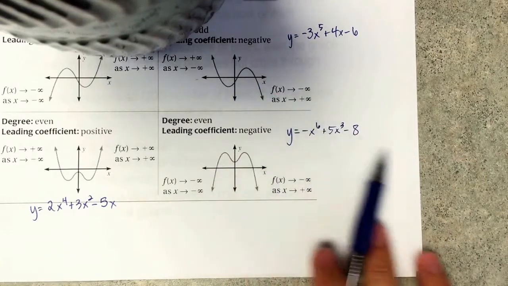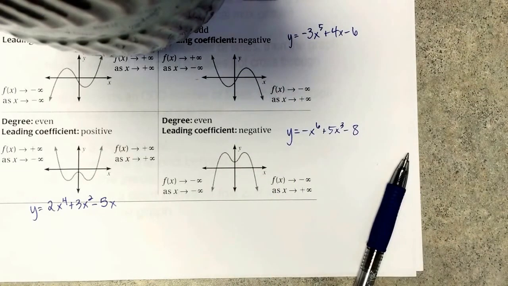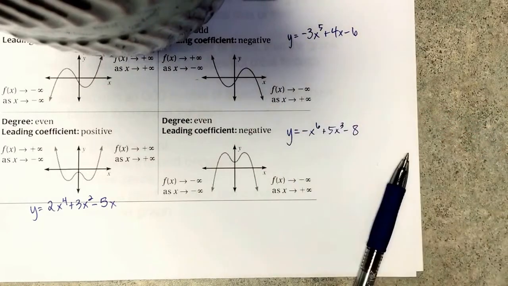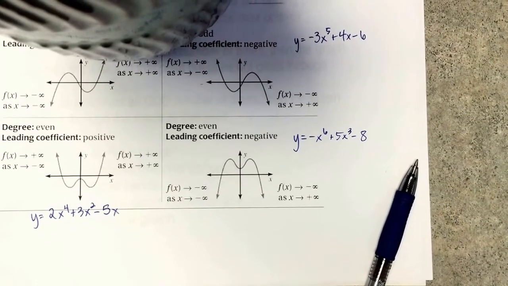So the first thing I'm going to ask you in all of these problems is to tell me what the end behavior looks like. Does the left side go up or down? Does the right side go up or down? That's all you're going to be asked to start the problems. And we can figure out those things just by looking at the highest power and then the leading coefficient.